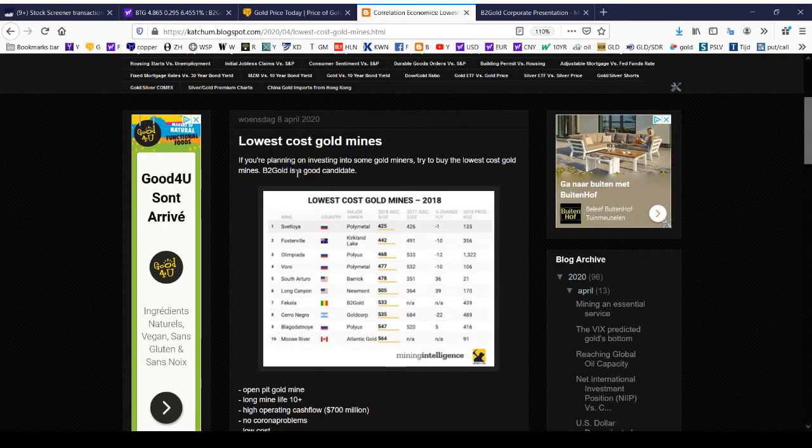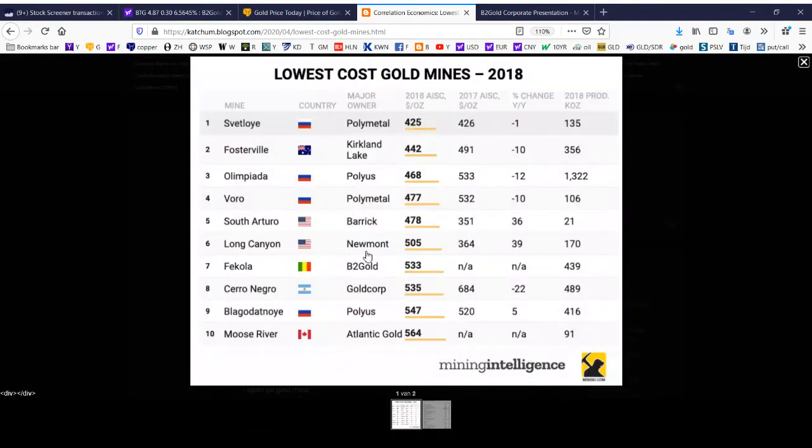Let's go over the fundamentals here. So you want to have low-cost gold mines, and if you look at this Fekola mine, one of the mines of B2Gold, it is 7th here in the lowest cost gold mine list with an AISC of 500, so it's very good.